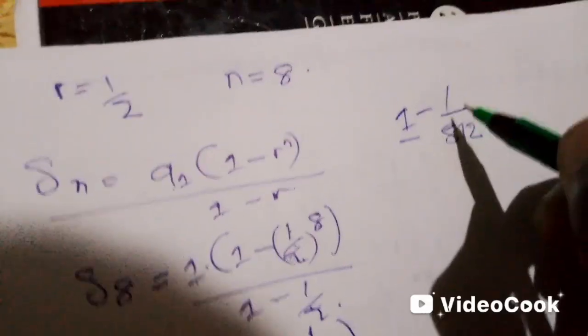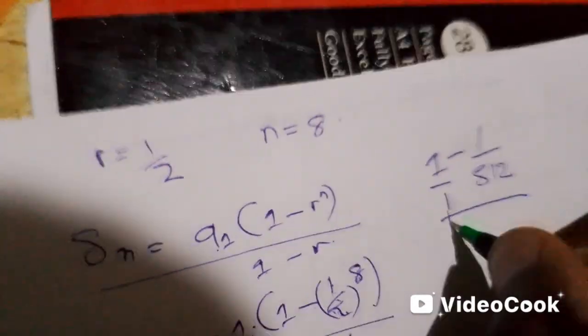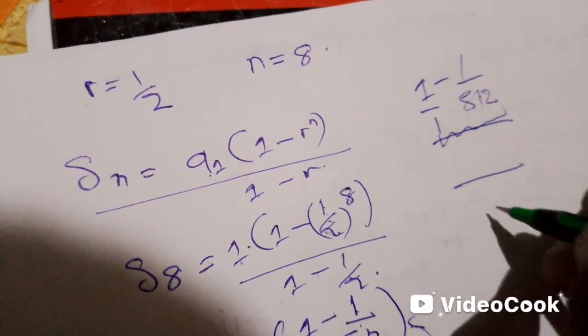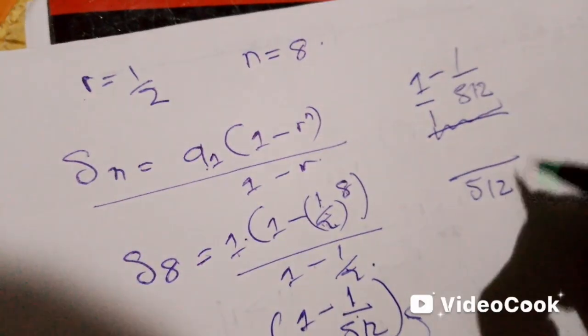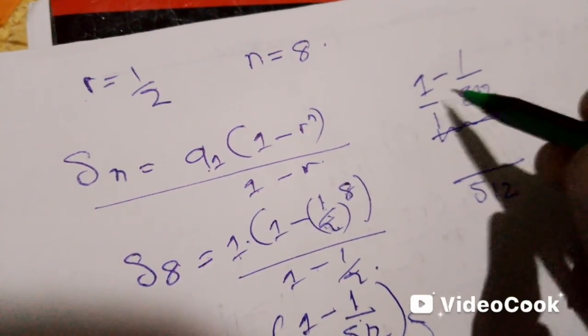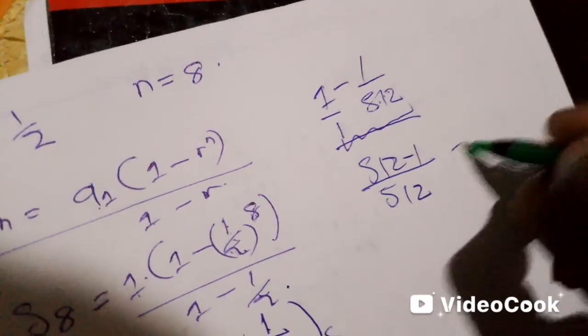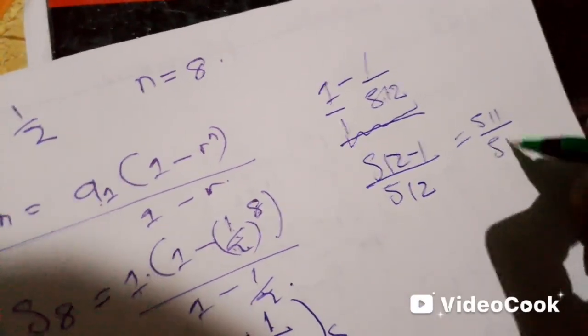Since everything is a fraction, the common denominator should be 512. 512 is a common denominator, and then 512 multiplied by that one is 512 minus 1, which is going to be 511 over 512. So in this case we have 511 over 512.